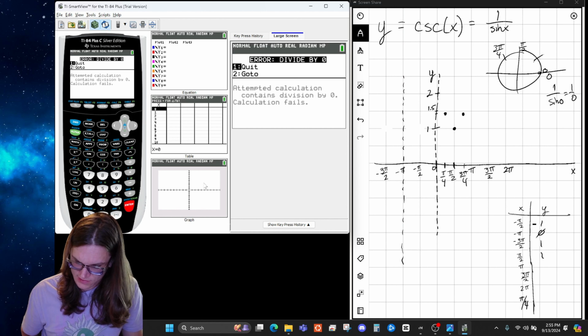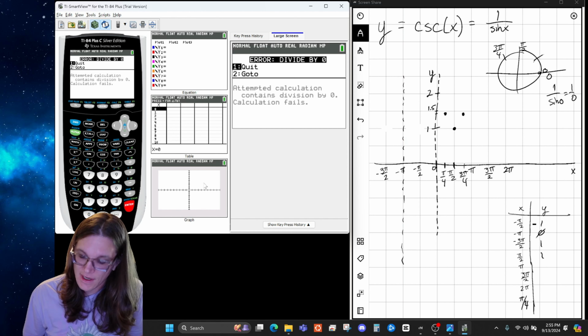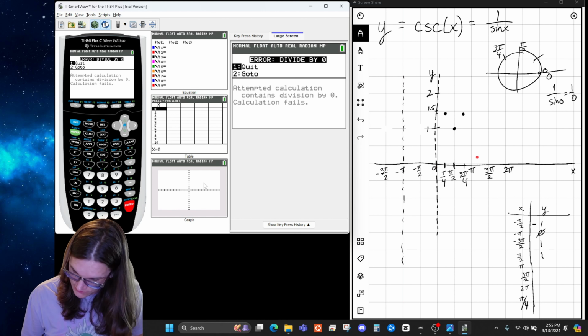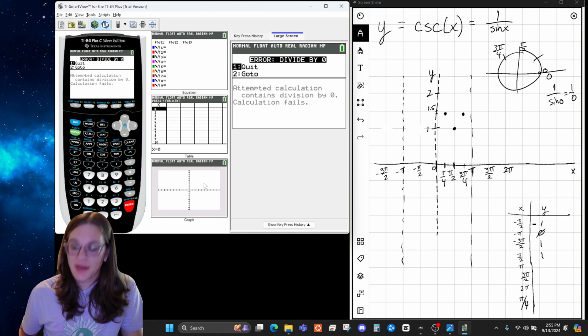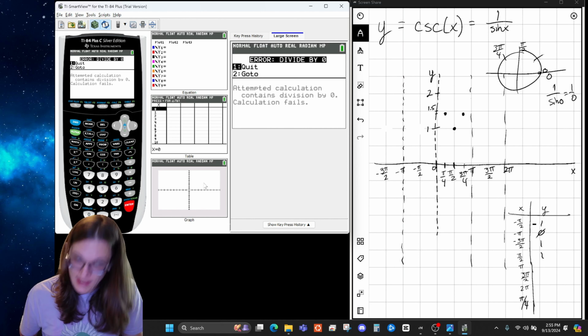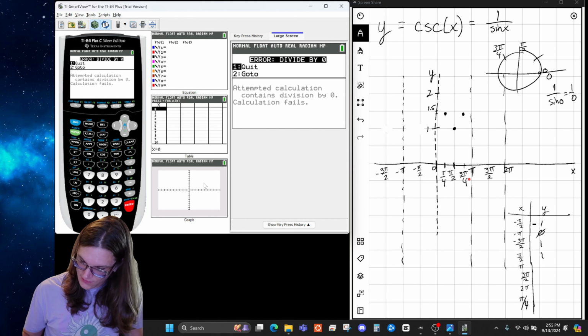The graph doesn't cross here. So, periodic behavior. At negative pi, we have an asymptote. At 0, we have an asymptote. Spoilers, at pi, we also have an asymptote. At 2 pi, asymptote. You don't need a calculator to know this.